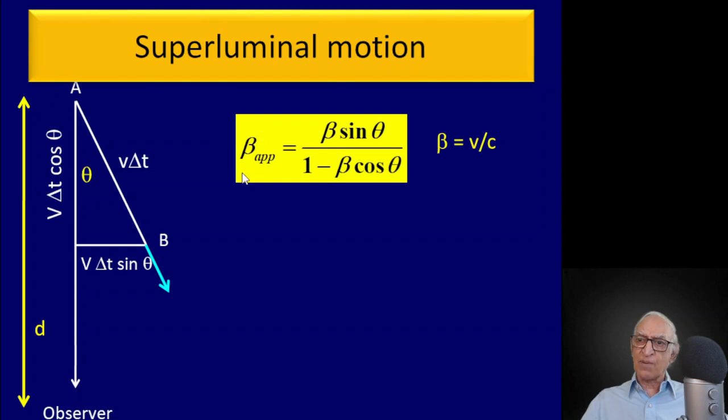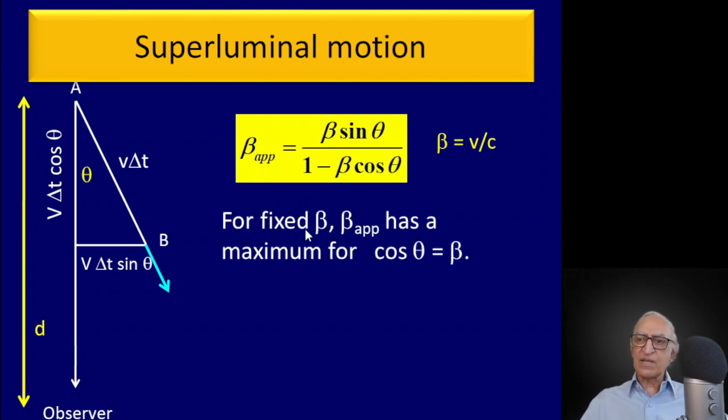Now, clearly, the value of the apparent velocity depends on the value of theta, if I fix the value of beta. If the angle is small or if the angle is very large, then this factor will be very different and the apparent velocities will be very different. So let us say beta is fixed, and you ask, for what value of theta will this apparent velocity have a maximum? Well, you have to differentiate the right-hand side with respect to theta, set it equal to zero, and solve that simple equation. It should take you a few seconds. You will find that the apparent velocity, beta apparent, has a maximum when cos theta is equal to beta. Please verify this. It shouldn't take you more than 2 minutes.